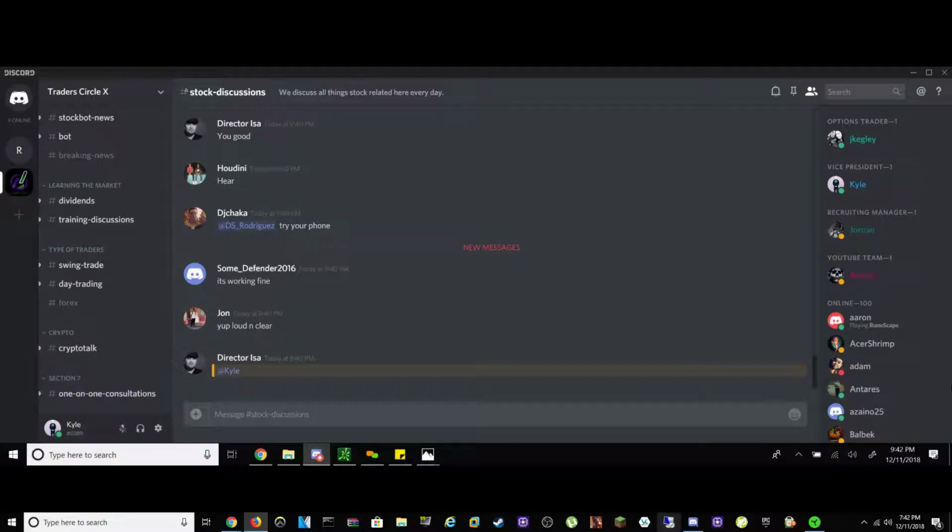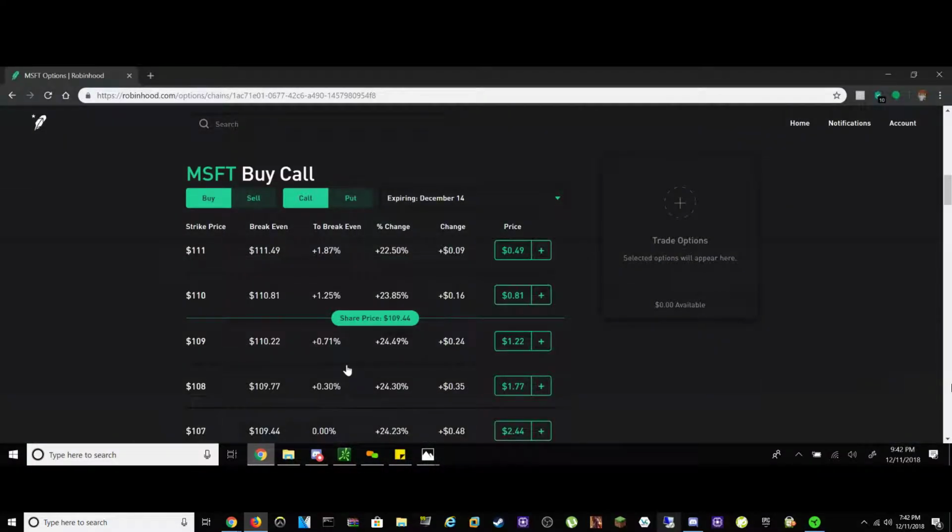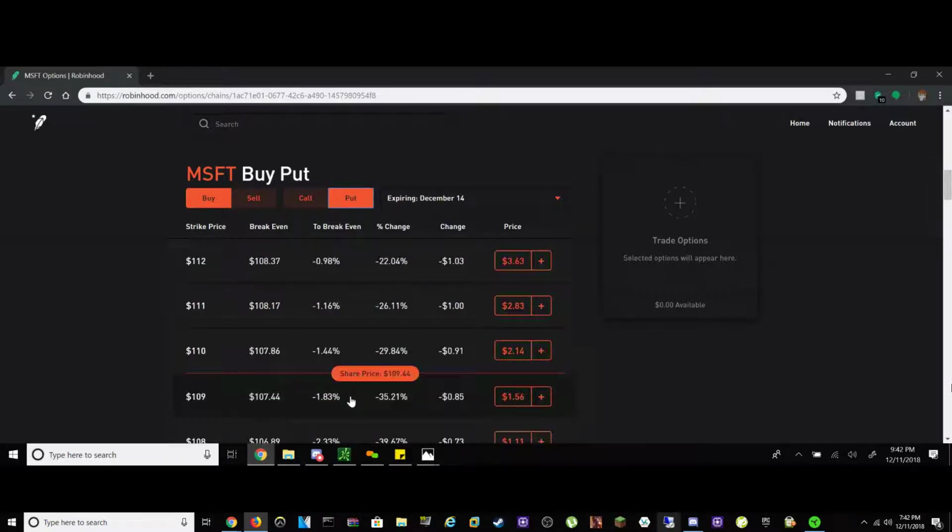Now, let me go back to what I was originally talking about. This is a strangle. It's basically the same thing as a straddle, but you're buying it at different strike prices. So how is that different? It's different because when you expect the company to go up significantly, like Microsoft, right? You can buy a put at a lower price just so you can minimize your loss, right?